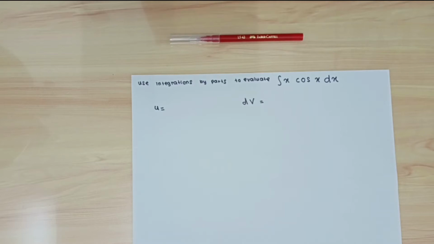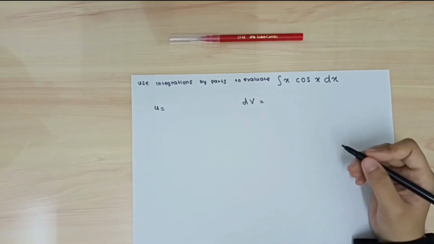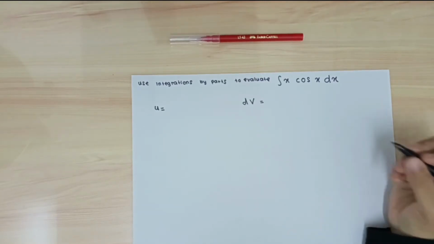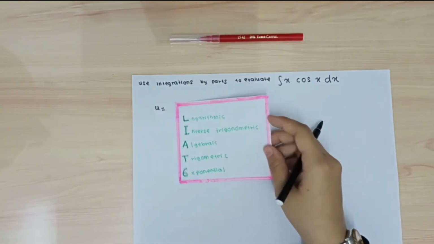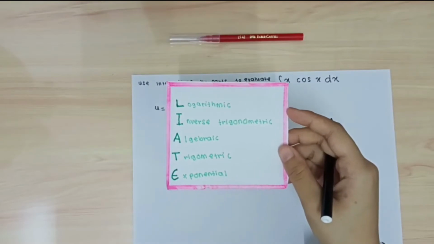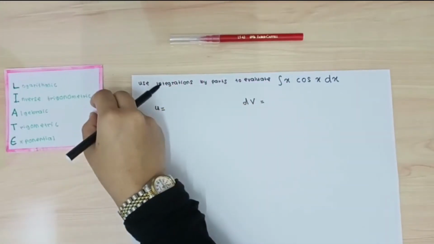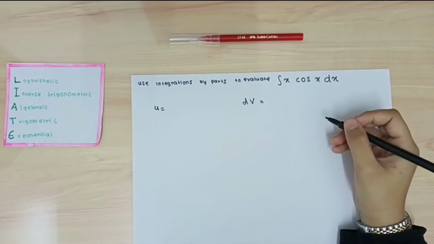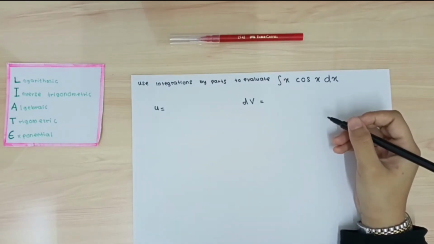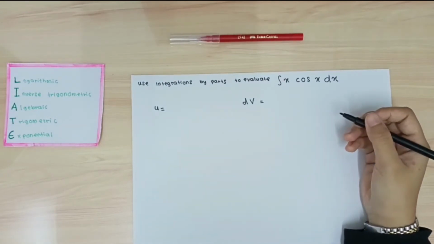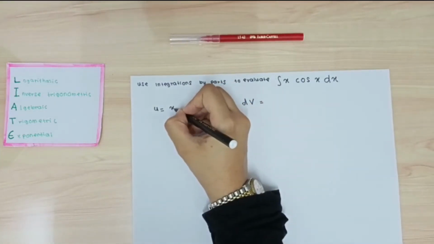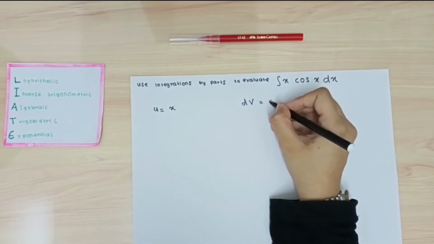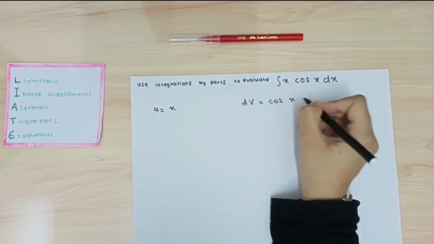There is a useful strategy for choosing u and dv that can be applied when the integrand is a product of two functions from different categories in the list L, I, A, T, E. I am sure you have heard about this method before. Back to the question. Based on this LIATE method, we will let u equal x and dv equal cos x dx.